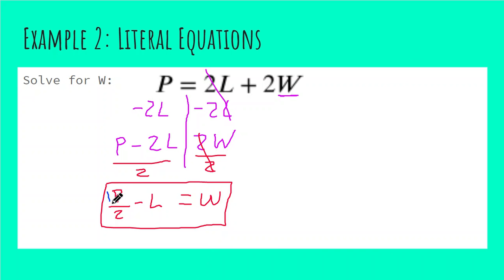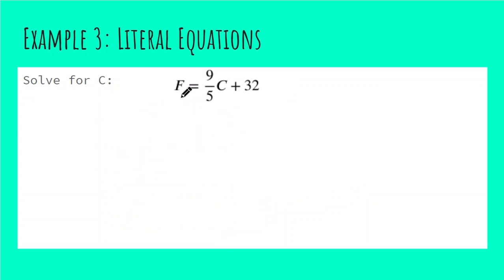Another way you could see this is really there's a 1 in front of that p. So really another way you could see this would be 1/2 p, because 1/2 is right here, and that p is still with it, minus l equals w. This and this mean the same thing, but we just solved our literal equation for w. All right, let's do another example.